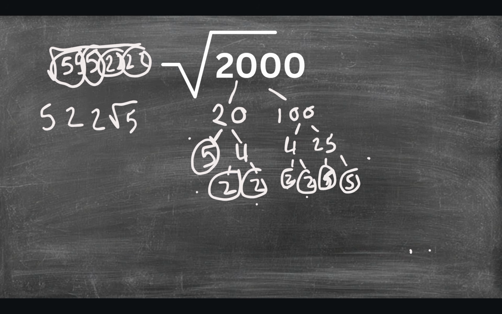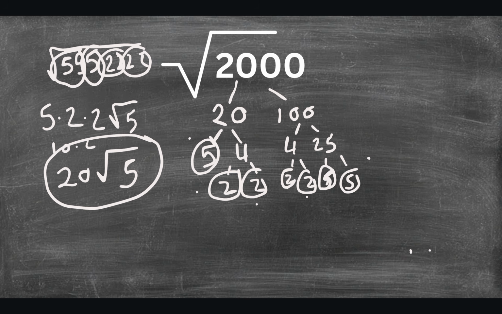So now what we can do is multiply these numbers together. 5 times 2 is 10, and then 10 times 2 is 20. And we have square root 5. So square root 2000 simplified is 20 square root 5.